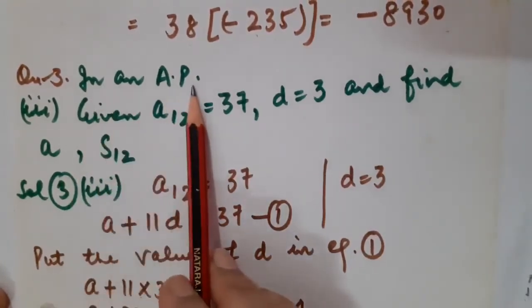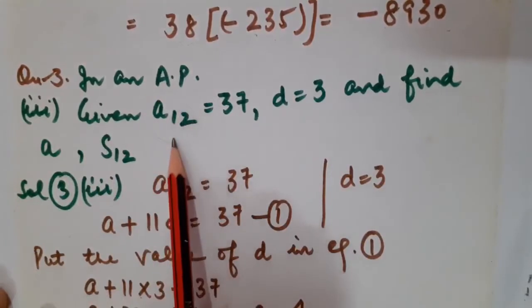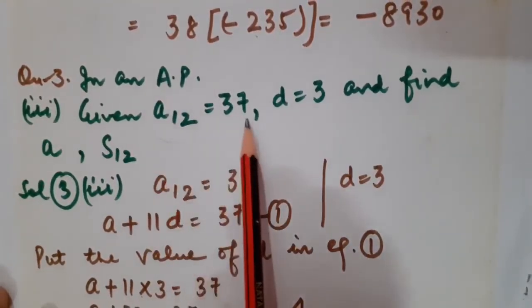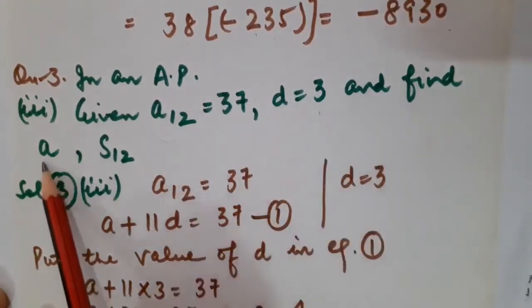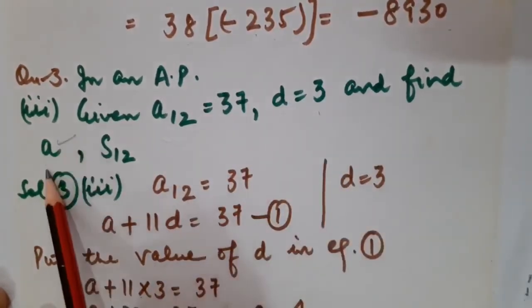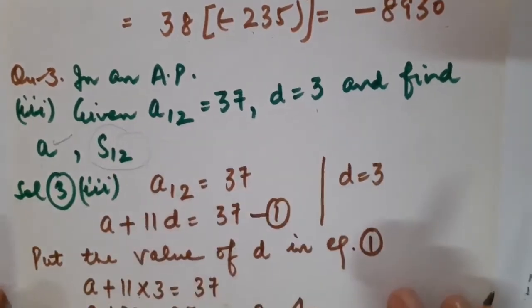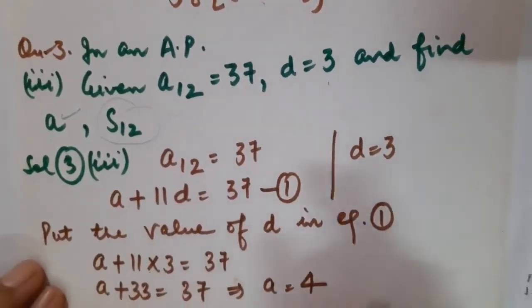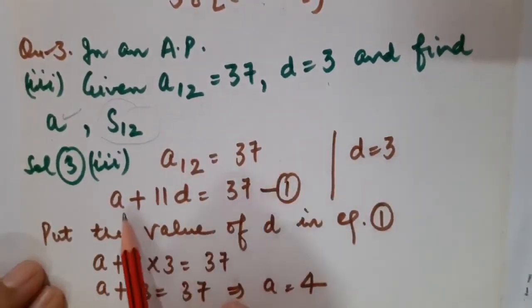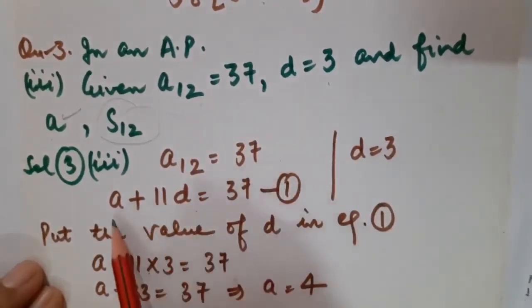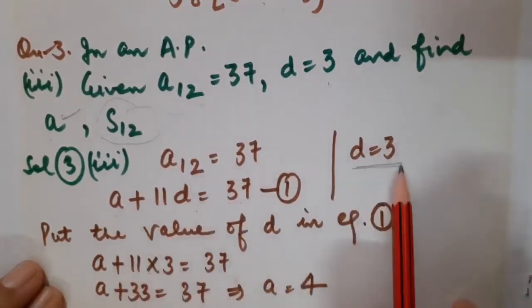Now let us switch to the next problem. In an AP, you are given A12, meaning the 12th term of the AP, is equal to 37. The common difference D is 3. You have to calculate, children, the very first term, that is A, and the sum of first 12 terms. This is a very simple question. So let us start with the very first thing which is given, that is A12 is equal to 37. How can I write it using the general form? That is A plus 11D is equal to 37. D I know, D is 3.